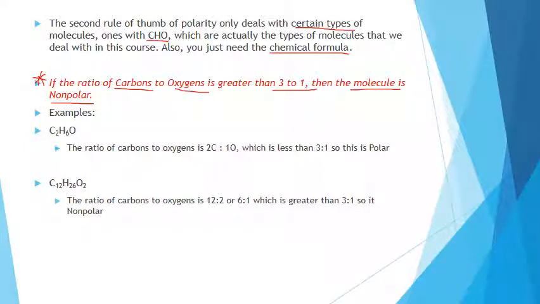So let's look at a couple of examples. So that's C2H6O. What is the ratio of carbons to oxygens? Well, there are 2 carbons for every 1 oxygen, 2 to 1, which is less than 3 to 1, so this is a polar molecule. Okay, so let's look at this guy here, C12H26O2. The ratio of carbons to oxygens is 12 to 2, or 6 to 1, which is greater than 3 to 1, so this is a nonpolar molecule. Okay, and that's it for this slide, and I will do molecular interactions next.